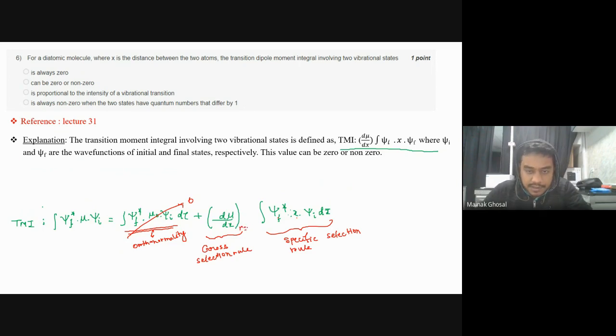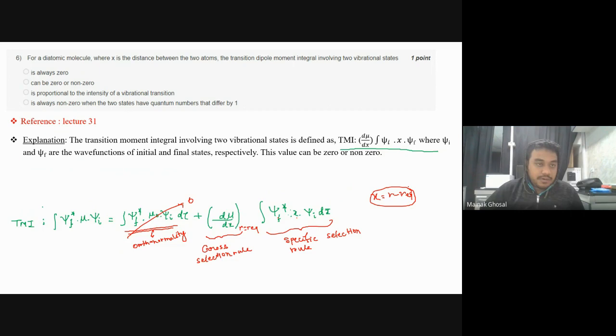Here suppose r equals r equilibrium, and here x is nothing but r minus r equilibrium. Considering that, you can see your selection rule will depend on these two factors, and the transition moment integral will also depend on these two factors. So now, what will be the correct statement?